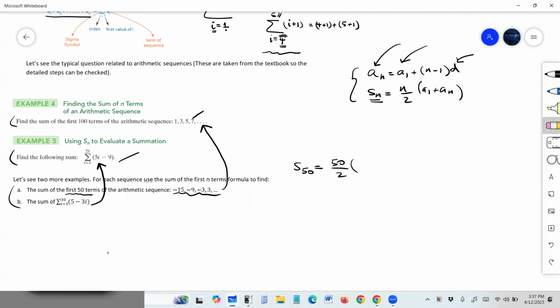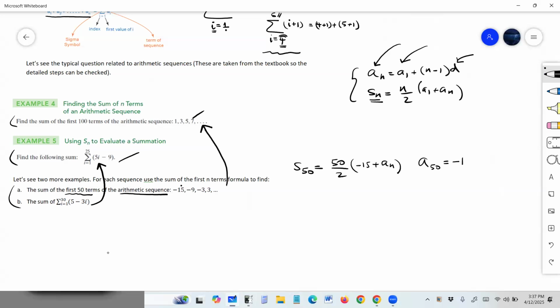Now I look at the sequence that I am given, the first few terms. Now notice it's important that you read the word arithmetic sequence, otherwise the common difference may not be the same. Okay, so this is A1, -15. And I need to find a sub n. I don't have it here. So for that, I go to the general term formula.